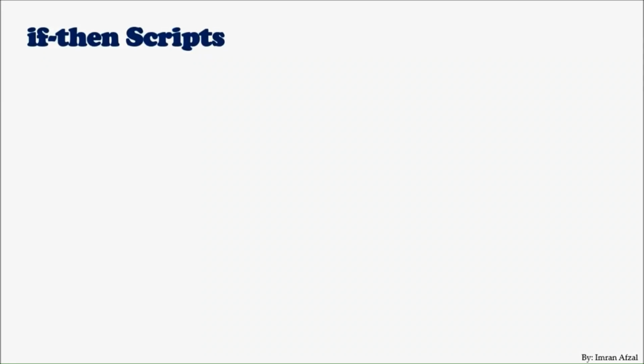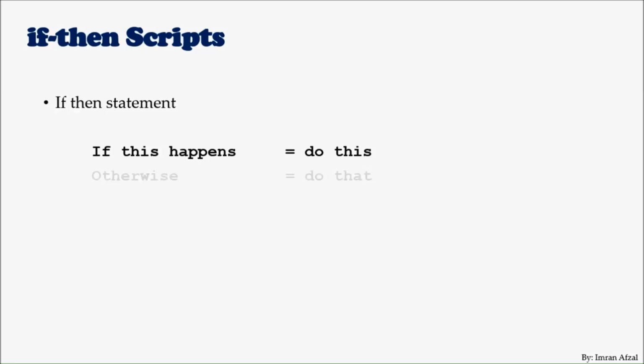If-then scripts. Now you know how to write scripts. Now let's go one step up, to some advanced scripts, some if-then scripts. These are the scripts which define some variables, and if those variables are met, then you can run those scripts. In an if-then statement, if this happens, do this. Otherwise, do that. So whatever you define that has to be met, then it will run. Otherwise, it'll give you some different output depending on how you write the script.